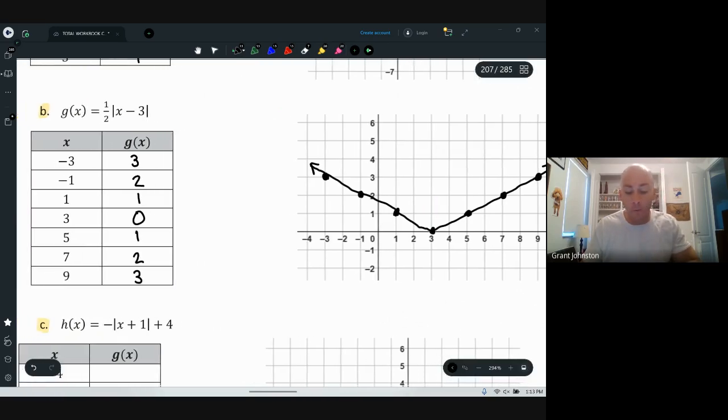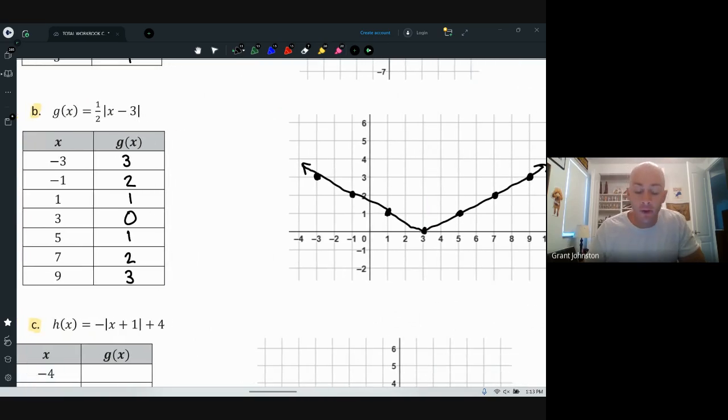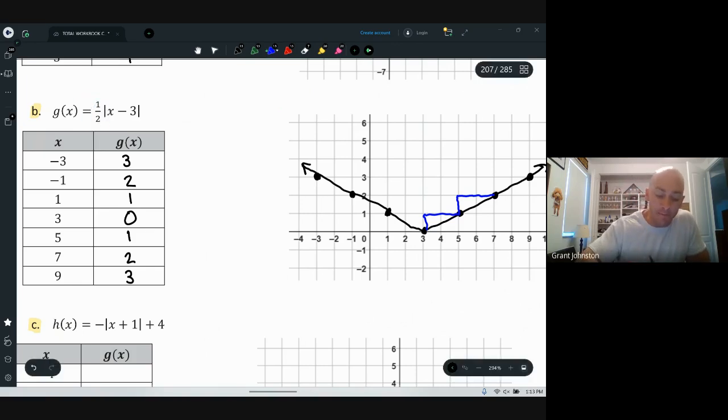So let's look how this one was affected. The slope on this looks like it's going up 1 over 2, right? Up 1 over 2. That's indicated here. So again, that kind of indicates the slope of this thing. Then it says x minus 3 within the bars.